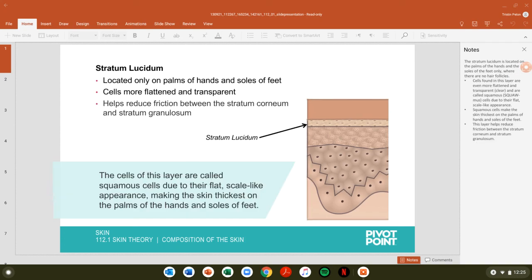Then you move up to stratum lucidum. It's located on the palms of your hands and the soles of your feet only, where there are no hair follicles. Cells found in this layer are even more flattened and transparent or clear, and they are called squamous cells because they are flat or scale-like, squamous or scale. Squamous cells make the skin thickest on the palms of the hands and soles of the feet. This layer helps reduce friction between the stratum corneum and the stratum granulosum. So it's almost like a buffer layer.